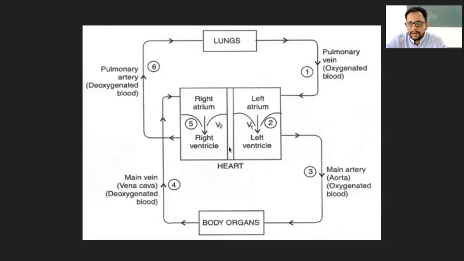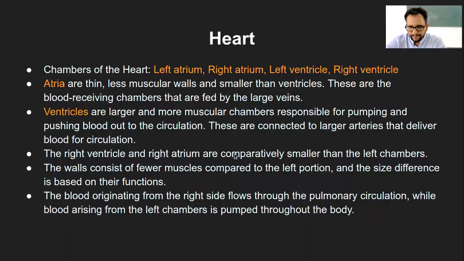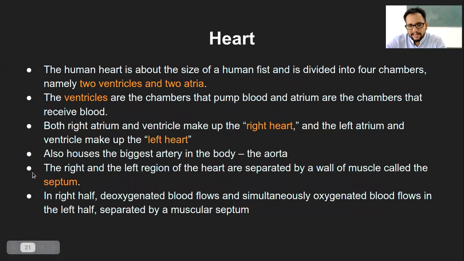And this is separated by a muscular wall. At the center, there is a wall within the heart, which is called the septum, or heart septum. That way, the blood from the right side does not get mixed with the left side, and it remains on its respective side. So that is the function of the septum, the separation between the right heart and the left heart. The right and left regions of the heart are separated by the wall of muscle. So that is the septum.